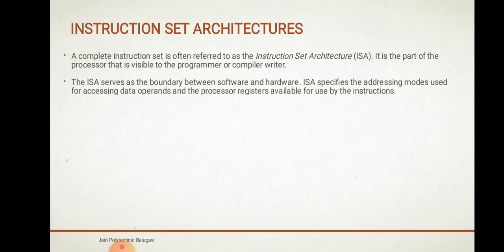Now ISA serves as a boundary between software and hardware. It means that whatever program we write, it acts as an interface between the software and the hardware. So these instructions will help to communicate between the software as well as the hardware. It also specifies the addressing modes used for accessing data operands as well as the processor registers available for use by the instructions. So we have studied various addressing modes as well as data operands. There are different instruction set architectures where different processor registers will be used.